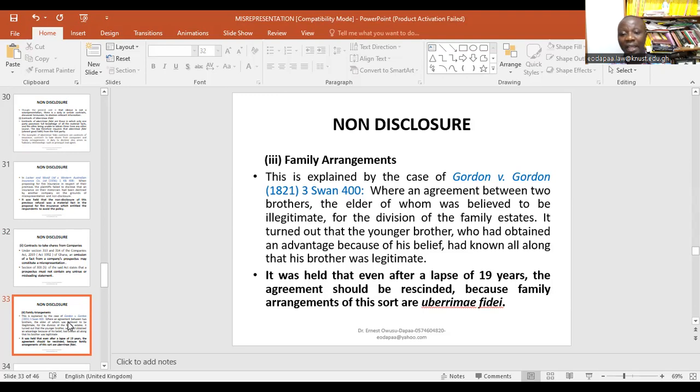The elder of him was believed to be illegitimate. For the illegitimate child means that was born outside the wedlock, for the division of the family estates. And it turned out that the younger brother, who had obtained an advantage because of his belief, had known all along that his brother was legitimate. And eventually, when the matter came to court, the court held that even after the lapse of 30 years, the agreement could be rescinded because the family arrangement of this sort was uberrima fidei. It requires honesty and disclosure should have been made.